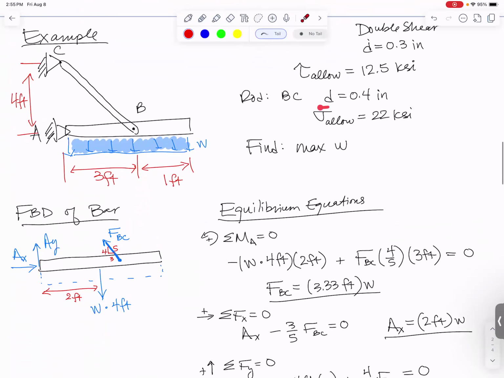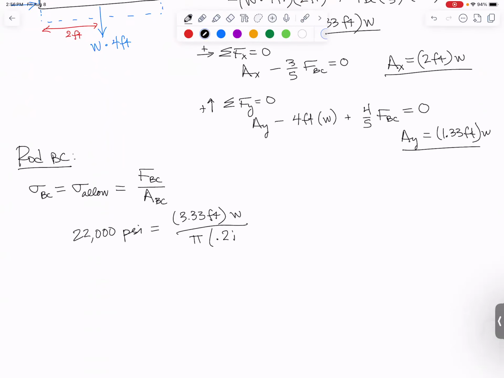The diameter of rod BC is 0.4 inches. Always remember to divide by 2 to get the radius. So it'll be 0.2 inches, and that gets squared. Let's see if the units are going to work out. Let me rewrite psi as pounds per square inch to make this really clear. Then the inches squared cancel. So we'll be able to solve for W, and W will be in terms of pounds per foot, which is a pretty typical way W is given in US customary units.